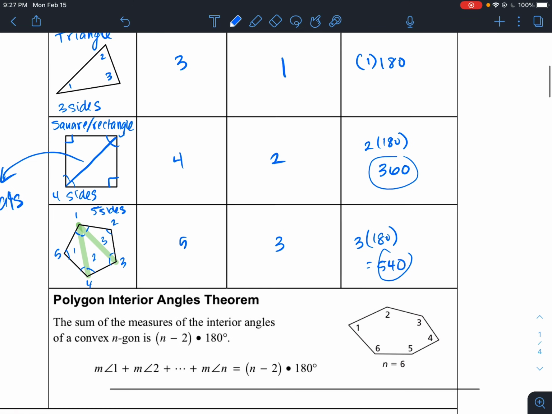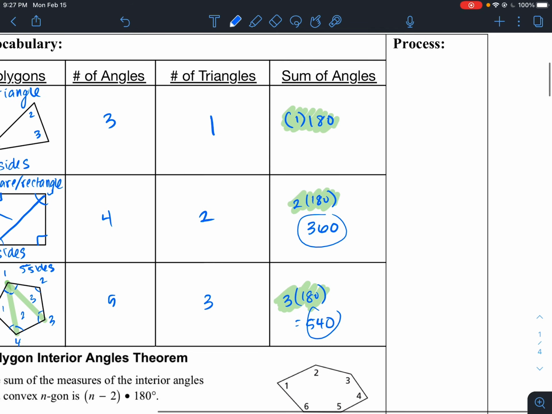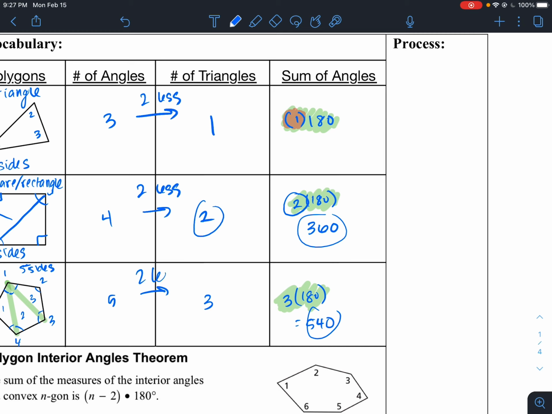So I hope that you guys see a pattern here. Notice the pattern right here. That 180 is consistent every time we are trying to find the sum of the angles in a polygon. We're multiplying by 180. Now this number right here on the outside, notice that this number is always 2 less. Excuse me, 2 less. You notice here that it's 2 less, which is this number right here. 3 is 2 less than 5, 2 is 2 less than 4, 1 is 2 less than 3.